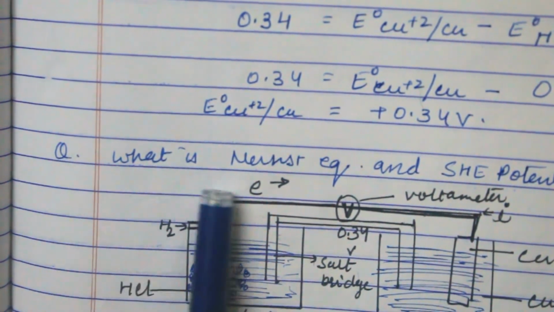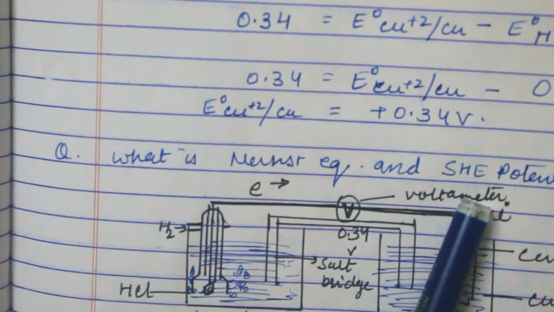So my question for today is, what is the Nernst equation and what is the standard hydrogen electrode potential?